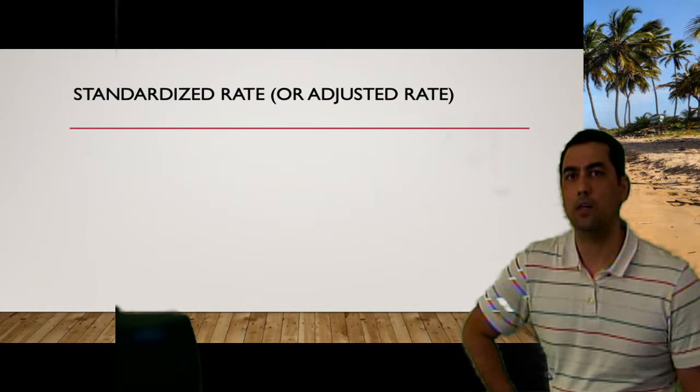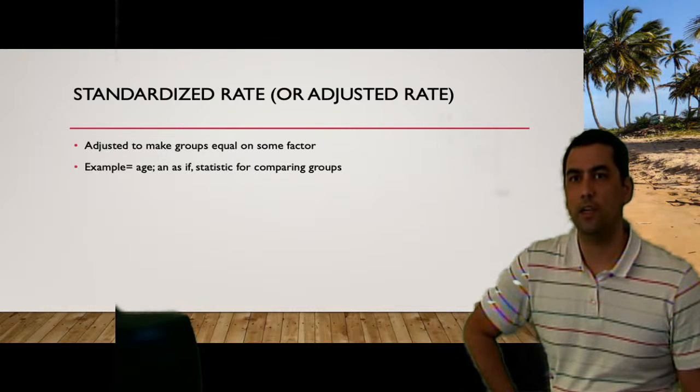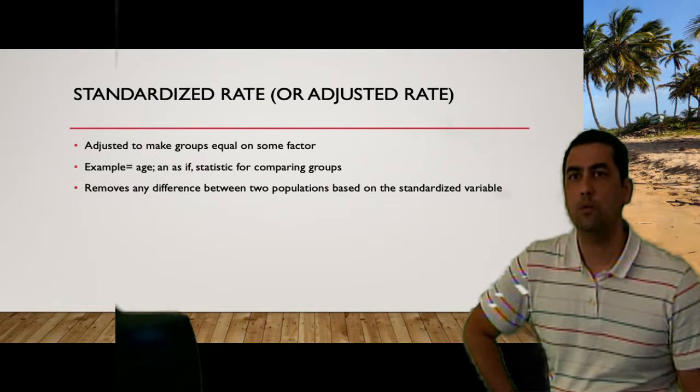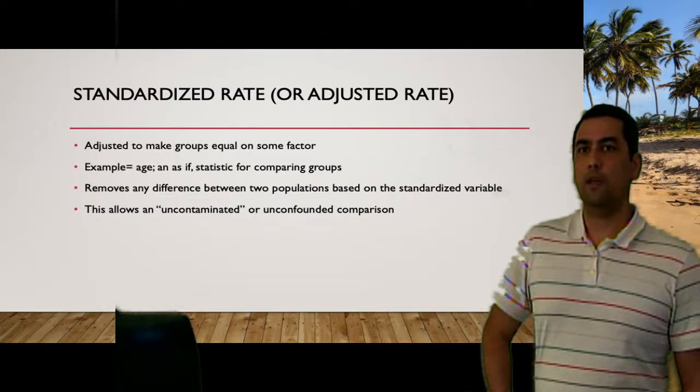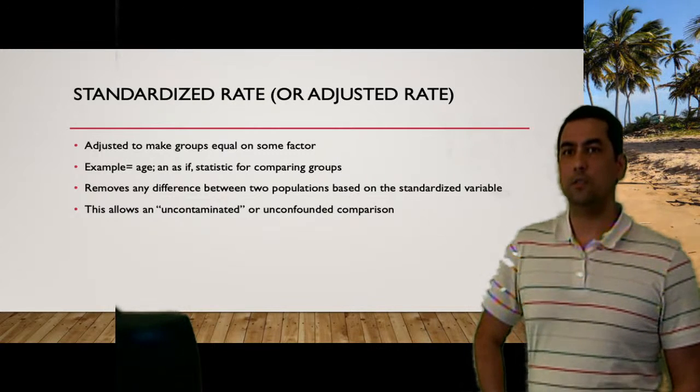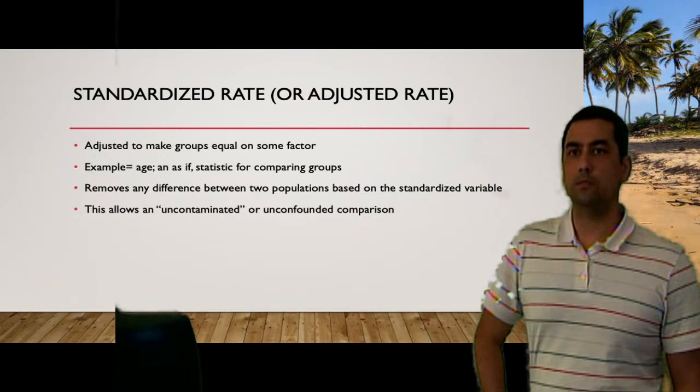Standardized rate or adjusted rate. Adjusted to make groups equal on some factor, for example, age, as a statistic for comparing groups. It removes any difference between two populations based on the standardized variable. This allows an uncontaminated or unconfounded comparison.